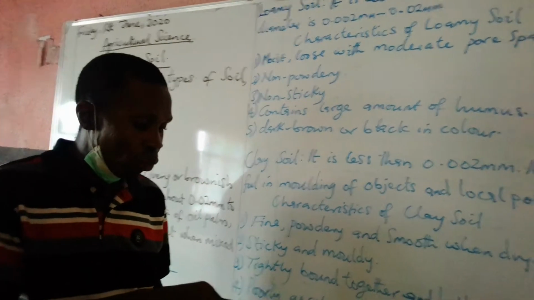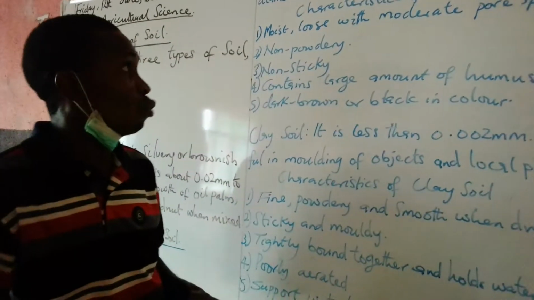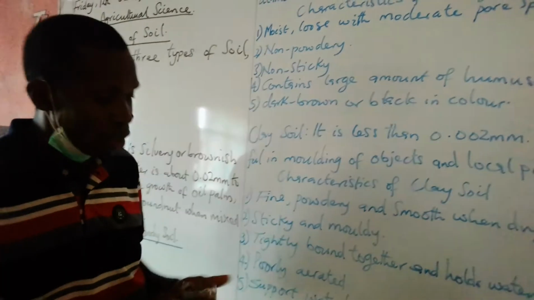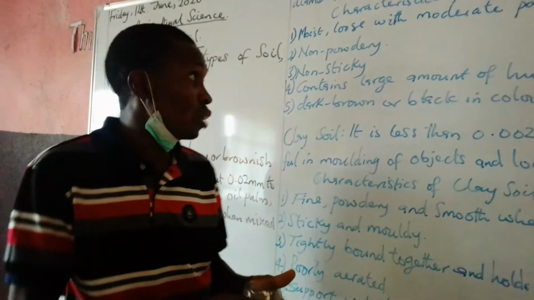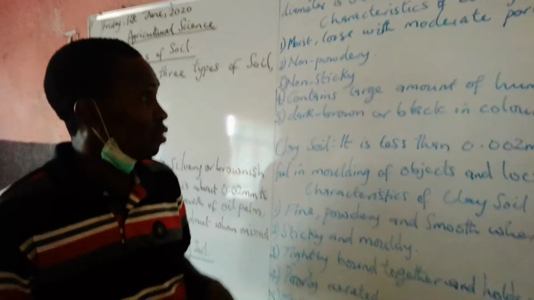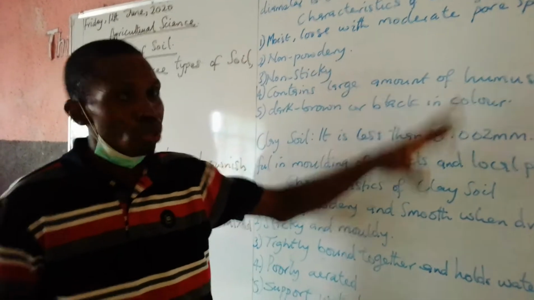It's not something that goes off with the air. It's not powdery, but it's not sticky. When you wet it with water, it doesn't stick to your hand. It is dark brown or black in color. I've said that before, and it contains large amounts of humus.